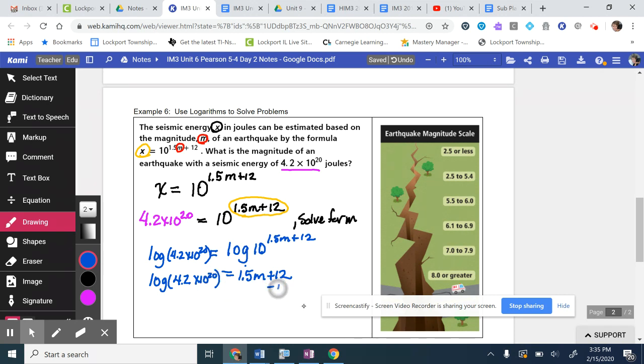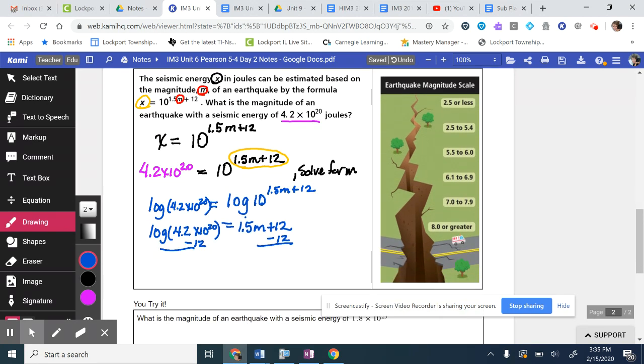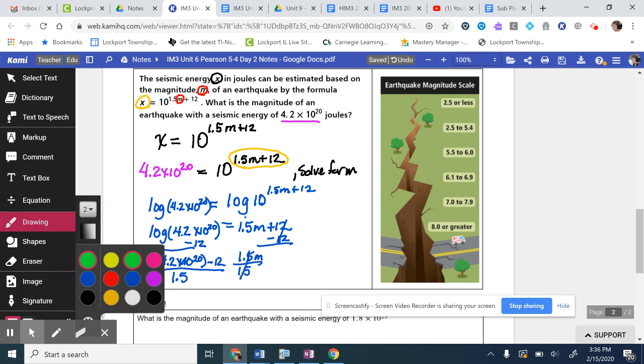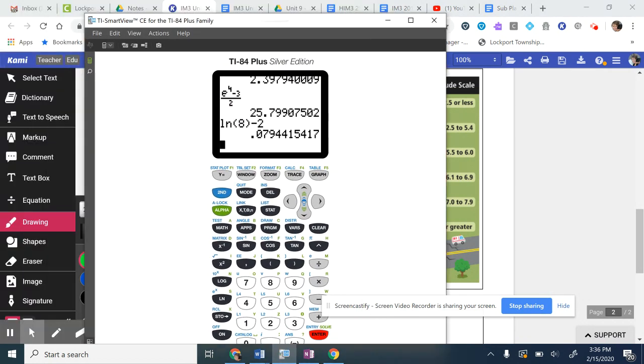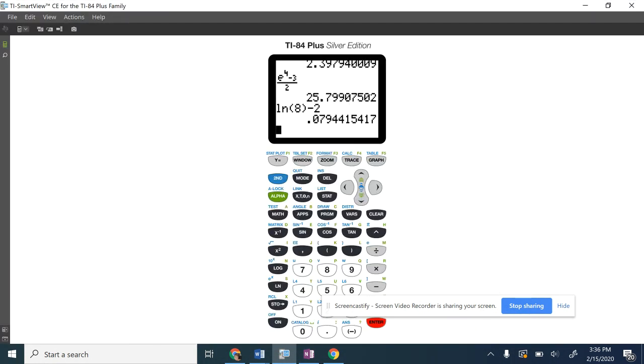And then we're going to solve for M. So we would subtract 12 from both sides. And then ultimately, we're going to have to divide both sides by 1.5. And then at this point, this is when I get the calculator, not a minute before then. And so we get our calculator, and we're going to type into our calculator that entire expression.